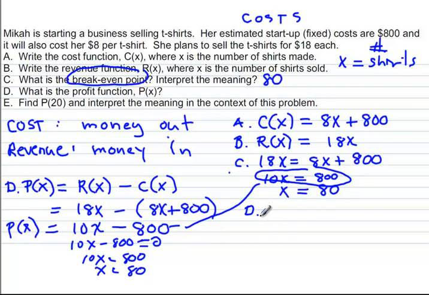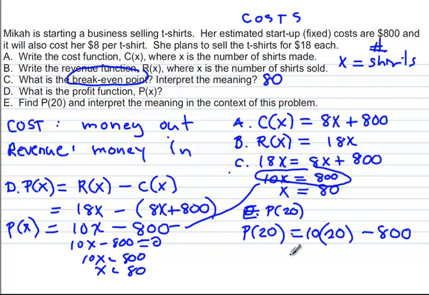Now they want us to look at something else though in part E. And that is, find P of 20 and explain what it means. So in the profit function, we'll put a 20. That's going to give us 10 times 20, subtract 800. Here's where it's really critical that you've got a minus 800, not a plus 800. That's 200 minus 800, which is negative 600.